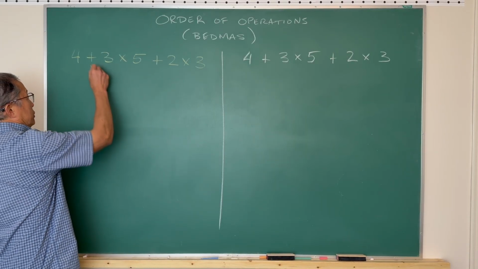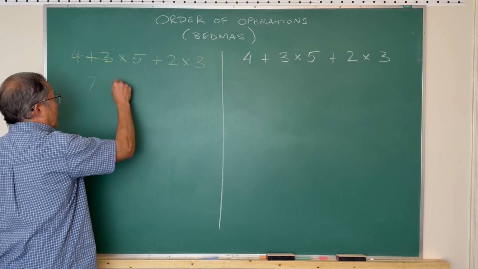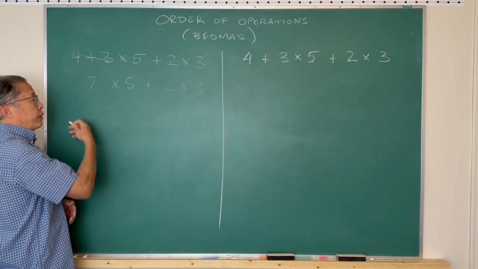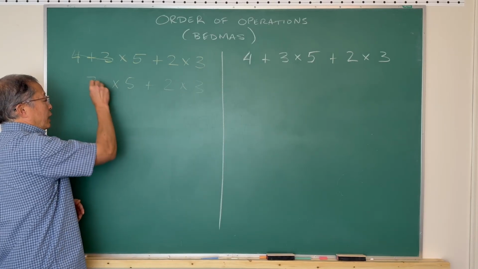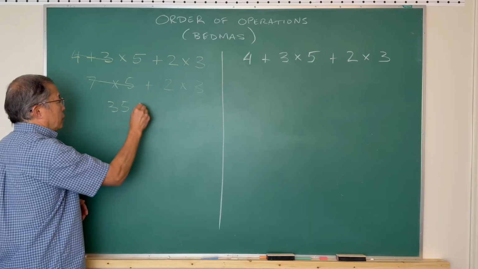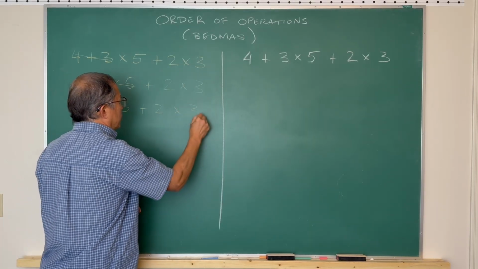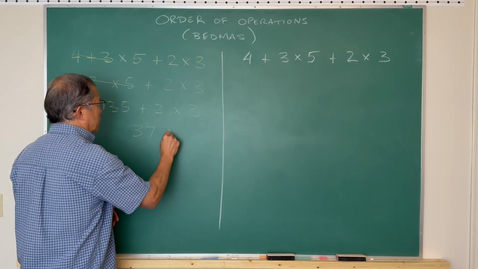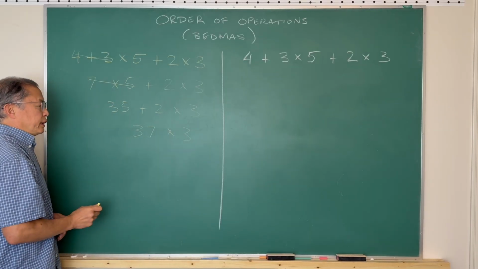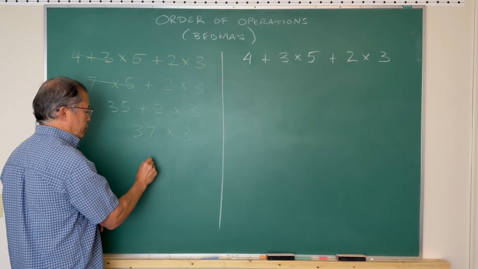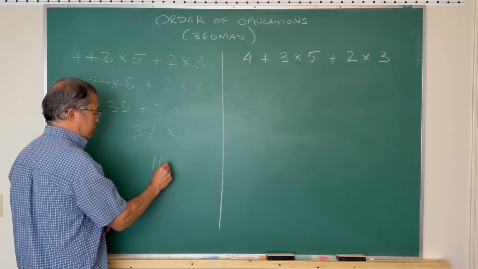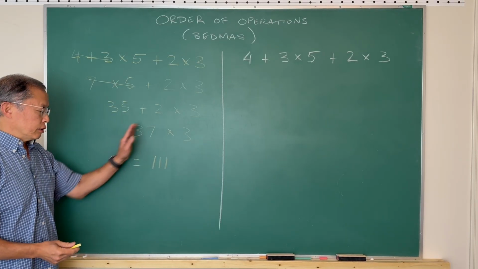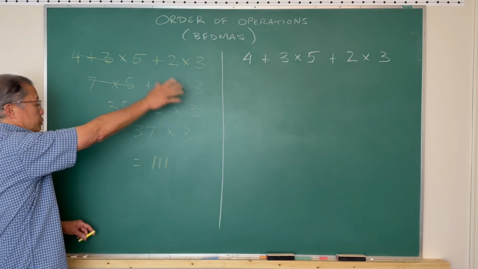4 plus 3 is 7. And then we have the times 5 plus 2 times 3. We carry on going from left to right. 7 times 5 is 35 plus 2 times 3. 35 plus 2 is 37, still times 3. So 90 plus 21 is 111. All right? So there's one potential solution for this expression that was originally up on the board.